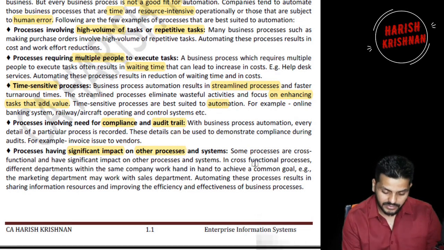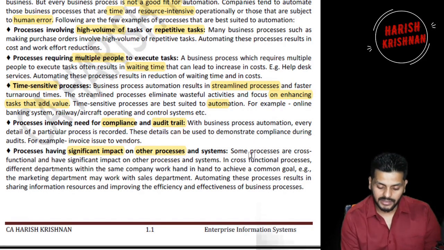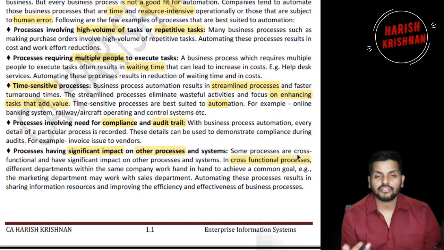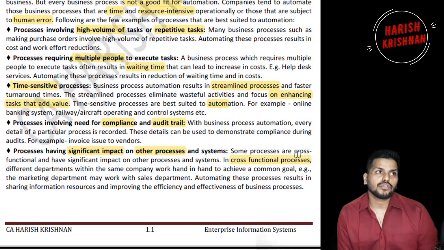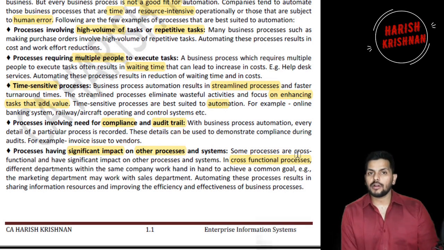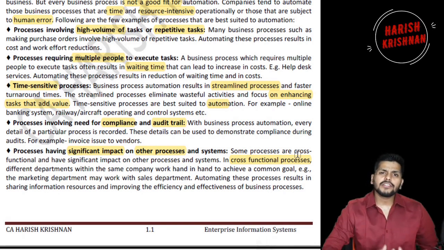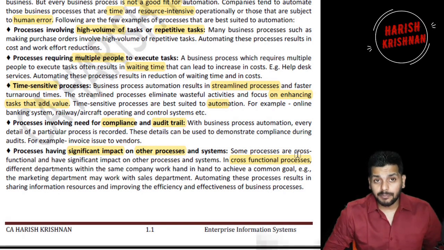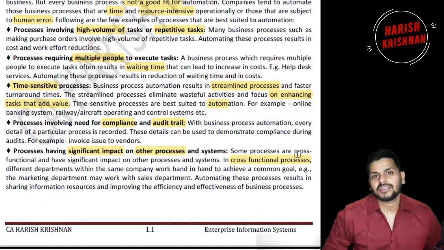Let's see if they give it. Yeah, they give it in the second line. So please underline that. That's enough. Cross-functional process, they are called. I think those of you who studied e-commerce clearly, in that there is a discussion about it. In ERP, there is a discussion about cross-functional process.